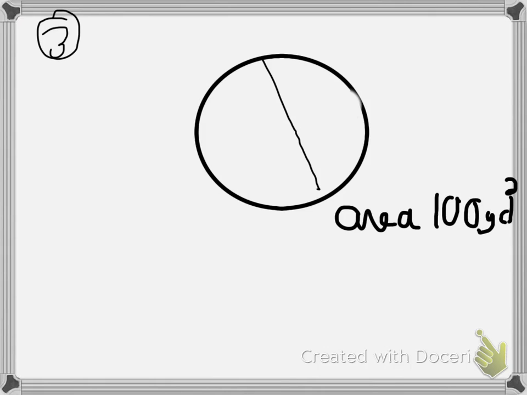Okay, now it's time to throw a couple tricky ones at you. See what you can do with this. I've got a circle. Its area is 100 yards squared. Turn the video off and write down the area formula for a circle, and then turn it back on and check to see if you wrote the right thing.